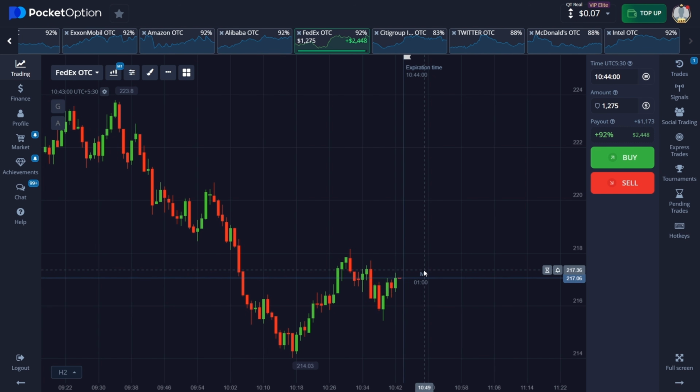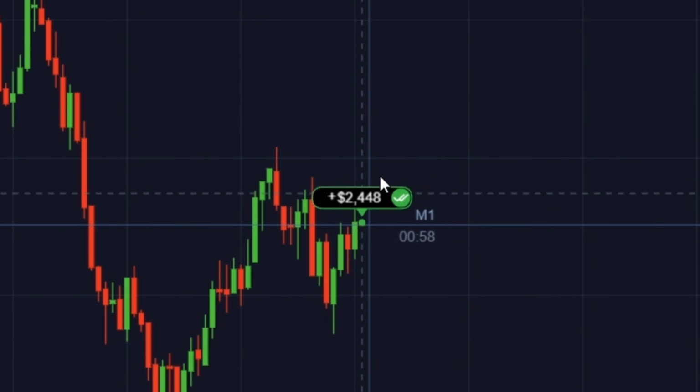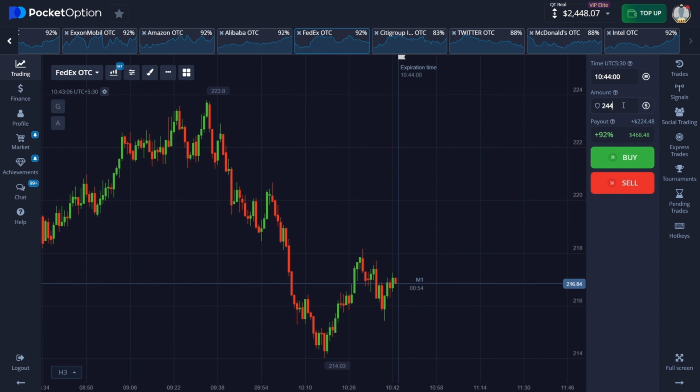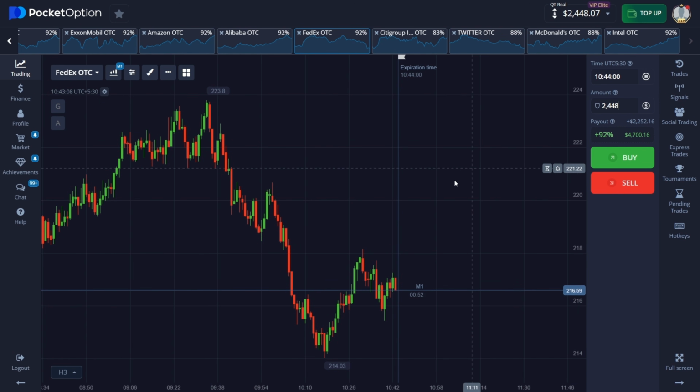Now only a few seconds remain and we won. We won another trade in the compounding session and my balance has turned into $2,448. Let's find a trade for $2,448.